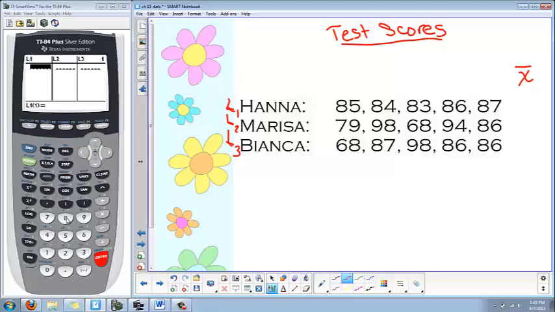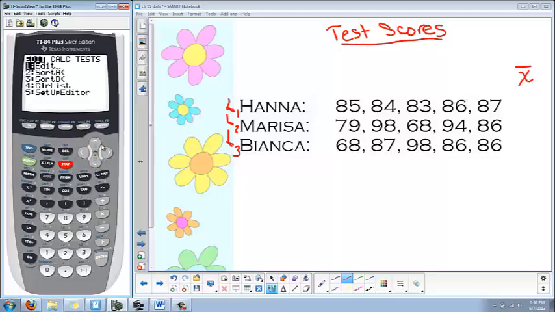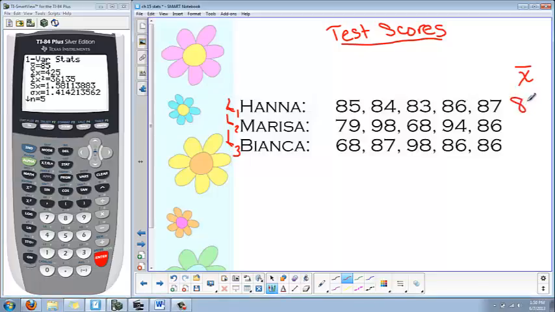So Hannah's in list 1, so she has 85, 84, 83, 86, and 87. Those are her scores. And let's just figure out what her average is really quick by doing 1 variable stats. And let's take a look at list 1. And Hannah's average is an 85. That's not too bad. She's a pretty good student.